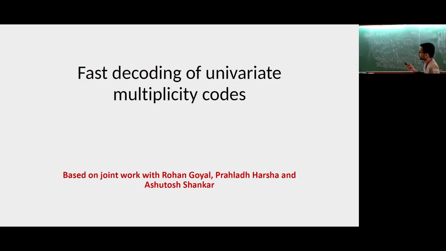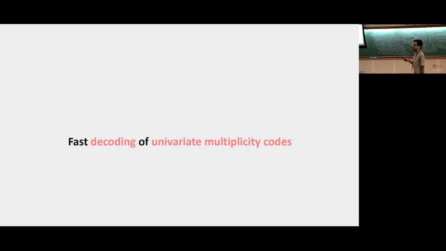I'm going to talk about some joint work with Rohan Goyal, who is now a grad student at MIT, Prahladh and Ashutosh, who are both here. As the title of the talk suggests, this is a coding theory talk, right? It's about decoding univariate multiplicity codes.